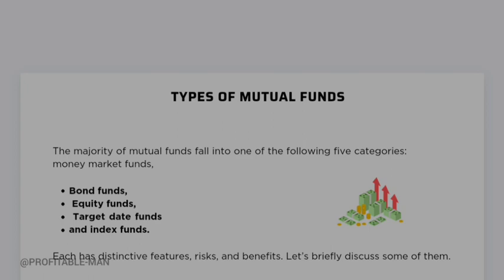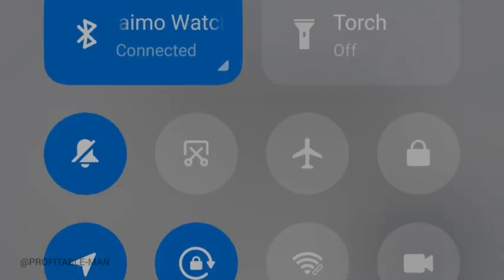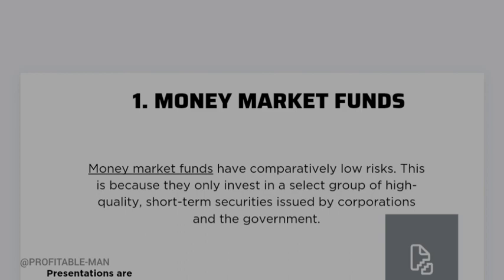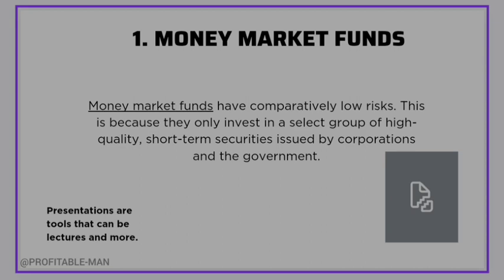What is money market funds? When they're talking about money market funds, they have comparatively low risk. Very low risk. This is because they only invest in a select group of high quality, short-term securities issued by corporations and the government. So that is what money market does. They don't stress themselves. They don't go into high risk business. They are very low in their risk management. And all their investments are towards short-term securities.